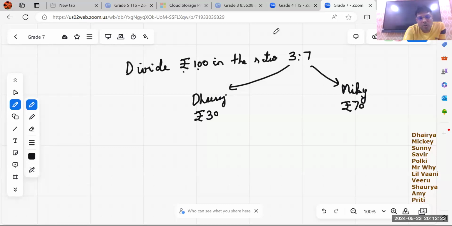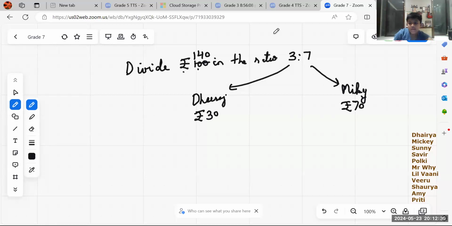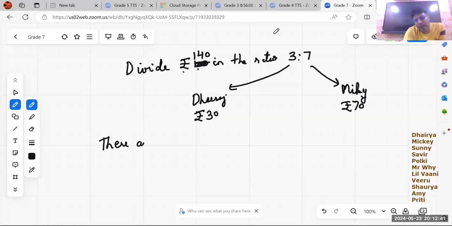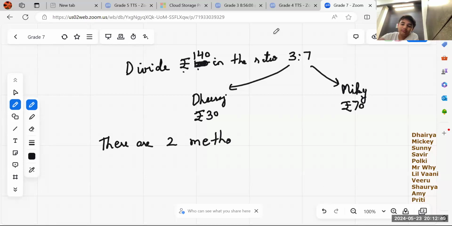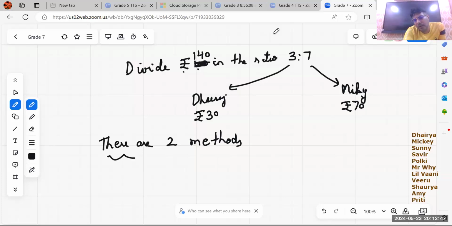Yes, yes. So, but if I give you a number which is like 140, then how will you divide? Sir, I would get 3x plus 7x. I would get 42. Sir, 3 into 14, 7 into 14. Okay, beta. Okay, there are two methods.